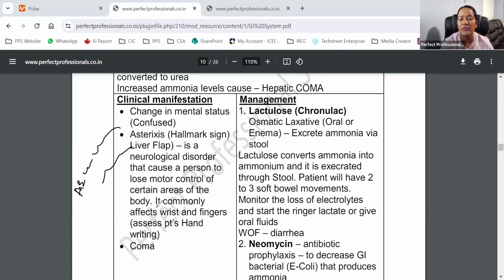Like, patient will have improper handwriting. And then in the advanced stage, the patient will go into a coma. Now, what will be the management? Management will be electrolysis, osmotic laxative, oral or enema form, we are giving to excrete the ammonia via stool. Lactulose converts the ammonia into ammonium and it is excreted through the stool.